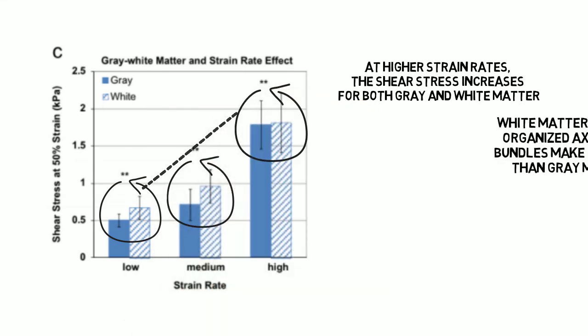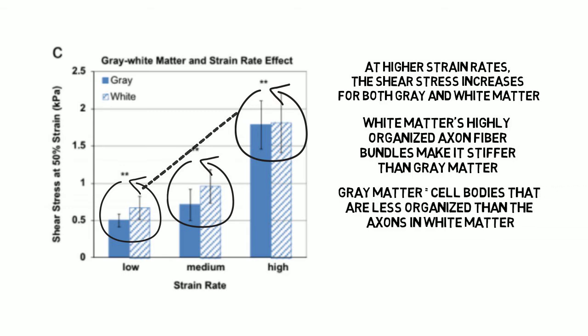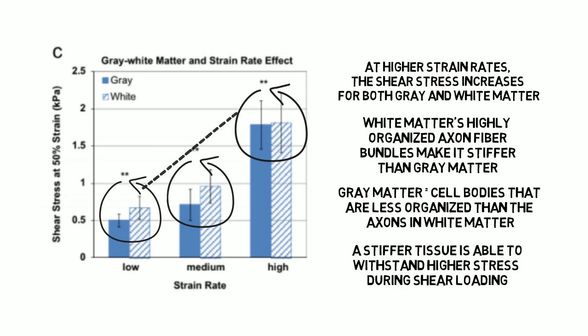White matter's highly organized axon fiber bundles make it stiffer than gray matter, which is made of cell bodies that are less organized than the axons in white matter. Greater organization of organic material leads to a stiffer biological tissue. A stiffer tissue is able to withstand higher stress during shear loading. Stiffness and strength are also greater under a higher loading rate.